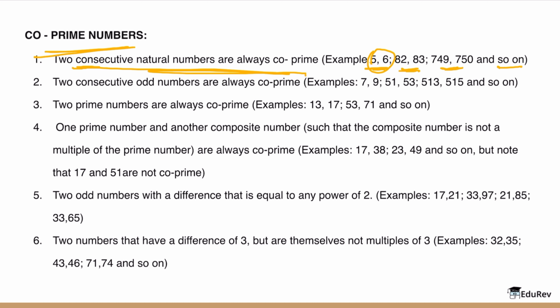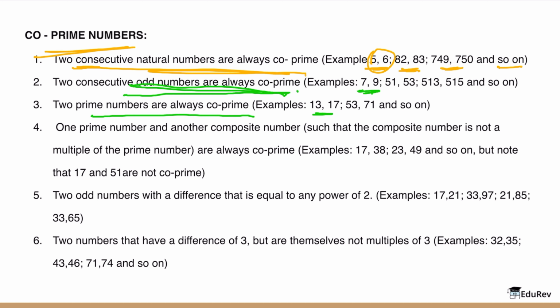Correct. Okay, the next point says two consecutive odd numbers are always co-prime numbers. What is the meaning of this? It means two consecutive odd numbers will always be co-prime. If I take 7 and 9, going by the definition of co-prime numbers, there should be no factor other than 1 in common. So obviously 7 and 9 do not have any other common factor than 1. That is why they are co-prime numbers.